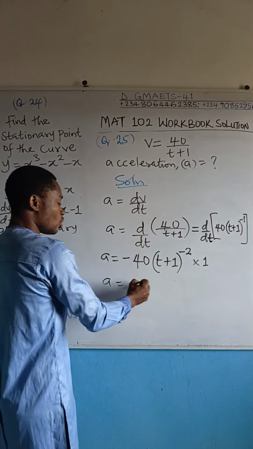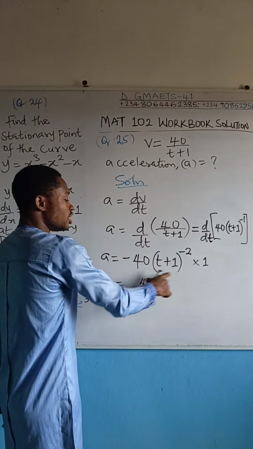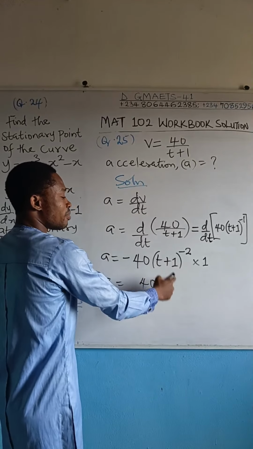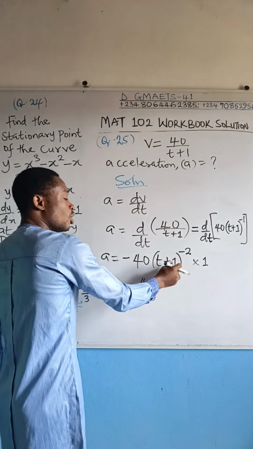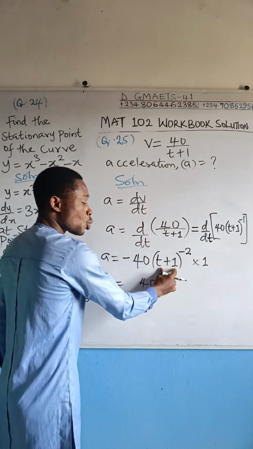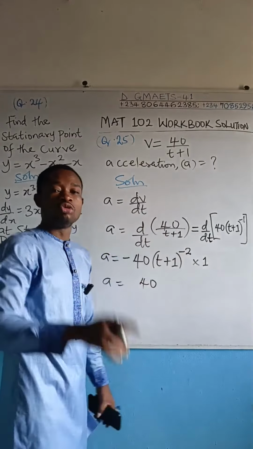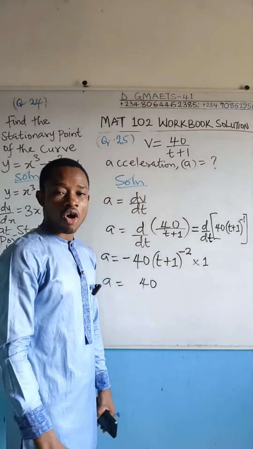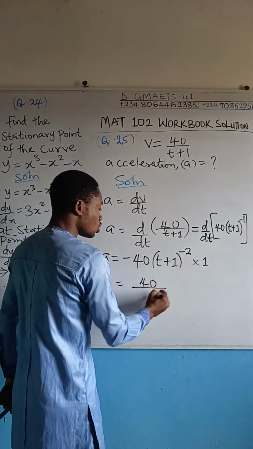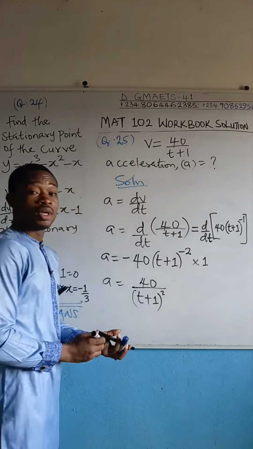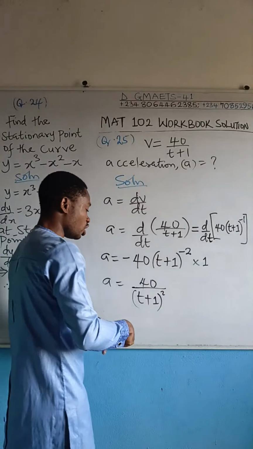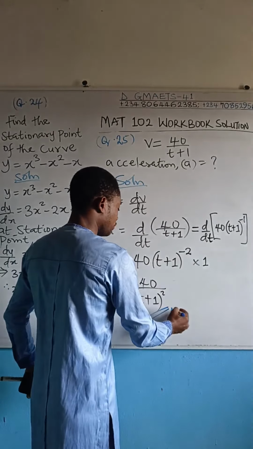So our A is equal to 40. Using this law here, this is the same as 1 over t plus 1 raised to power positive 2. Negative index law of indices. If you work on that, this whole term will give us 40 over t plus 1 in bracket raised to power 2. And that, of course, is the solution of the acceleration answer.